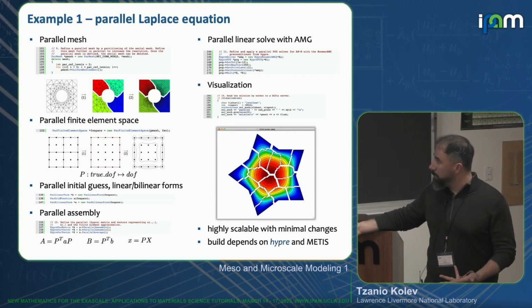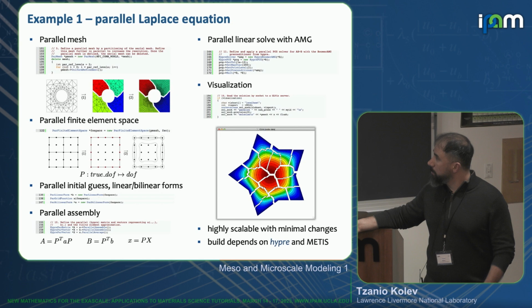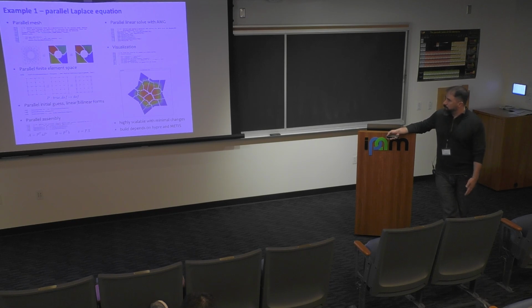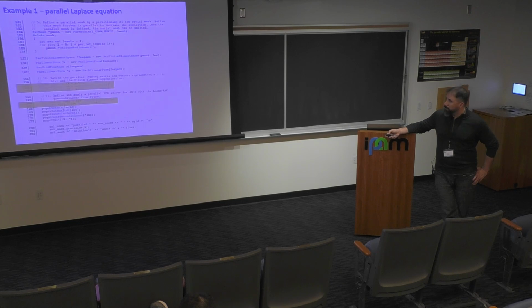Now it uses hypre for very scalable solve, and it can run on tens of thousands, hundreds of thousands of MPI ranks with a very small amount of changes. And now we depend on hypre and METIS just for the graph partitioner. And I just wanted to show that, most of it.